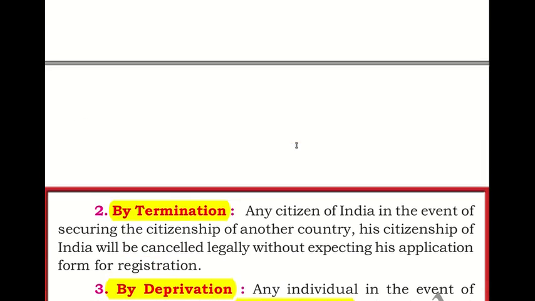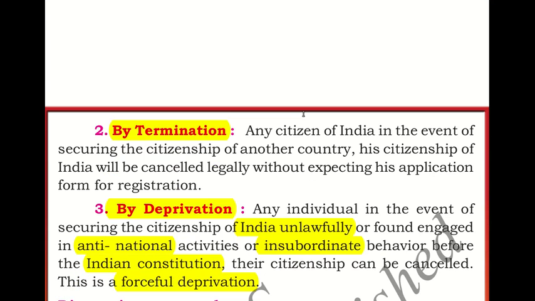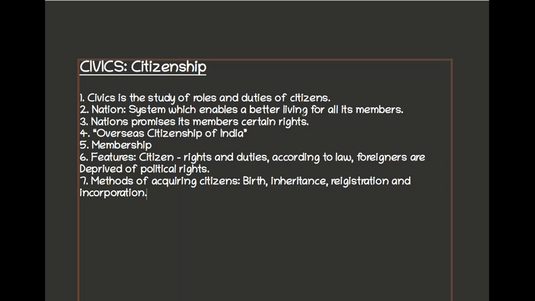Now, let us make a list of the 3 ways by which citizenship can be lost. We have renunciation, termination, and deprivation. So these are the methods of losing citizenship.